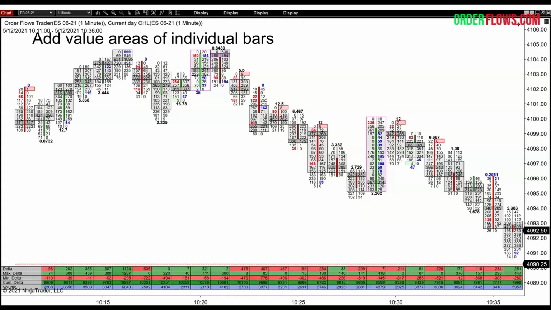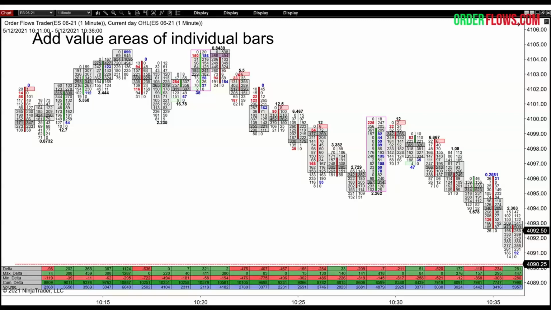Now, the next thing I'll talk about is the value areas of the bar. You can see these bigger boxes around a bar. That's the value area. So this is the value area high, this is the value area low, just as this is the value area high, this is the value area low, this is the value area low, this is the value area high. But what else do we have? Well, we've got a gap in the value area, from the value area low here to the value area high here.